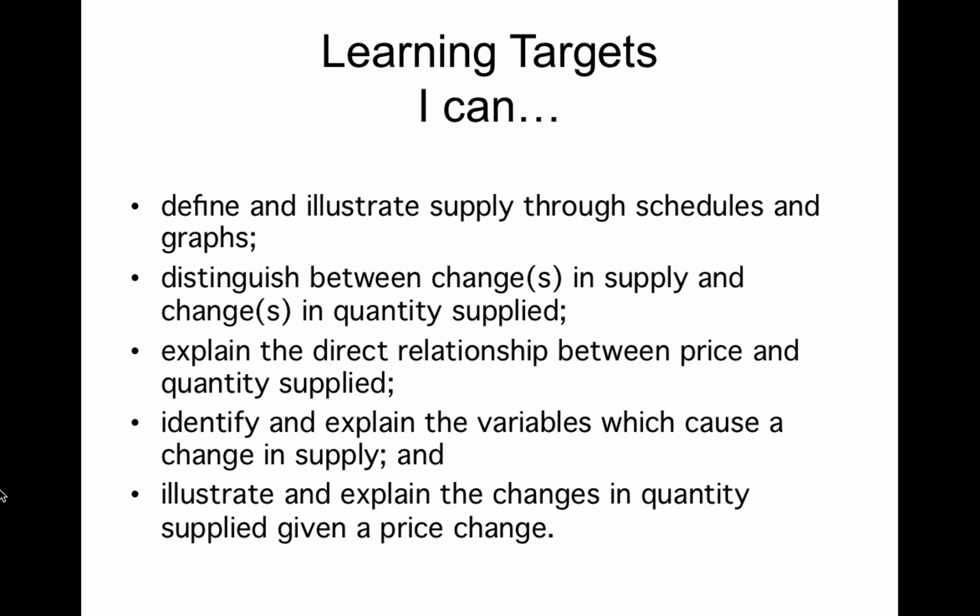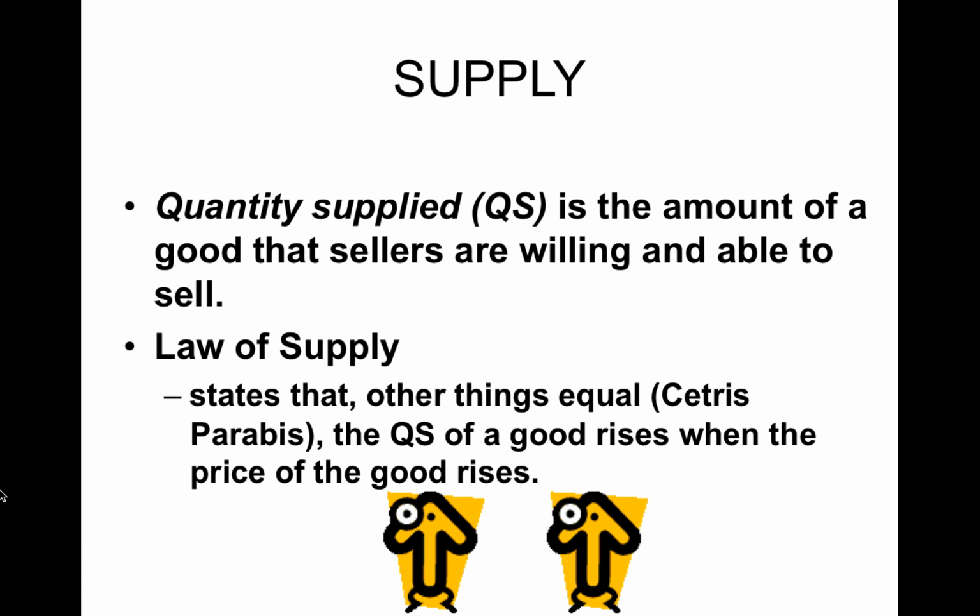So the learning targets are: I can define and illustrate supply through schedules and graphs. I can distinguish between changes in supply and changes in quantity supplied. Again, very similar to what we talked about with demand. Explain the direct relationship between price and quantity supplied. Identify and explain the variables which cause a change in supply or a shift in supply, and illustrate and explain the changes in quantity supplied given a price change. So you can see those are all very similar to the demand targets, except now we're talking about supply.